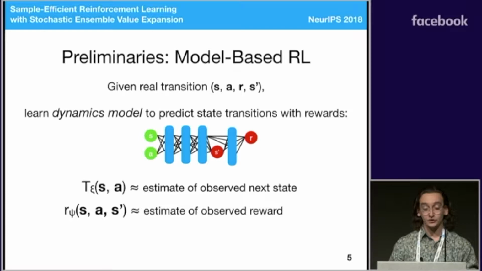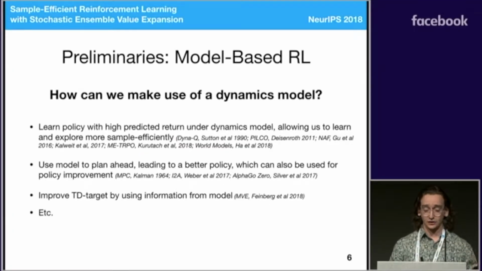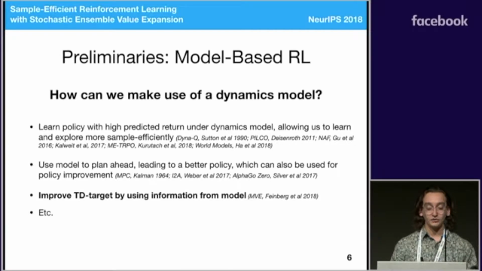Our work also builds upon model-based reinforcement learning. In model-based RL, we learn a dynamics model, which predicts how the environment will respond when we take an action. In our case, we learn both a transition function, T, and a reward function, R, each of which are, again, neural network function approximators. There's a large amount of literature on model-based reinforcement learning with many strategies for using this dynamics model to accelerate learning. In our work, we focus specifically on using the model to improve our target. Specifically, we build on recent work on model value expansion.